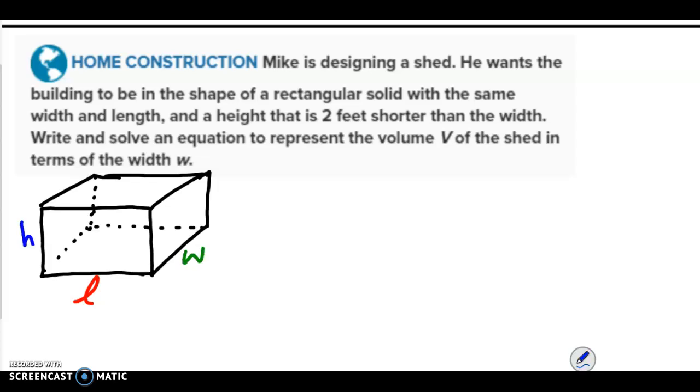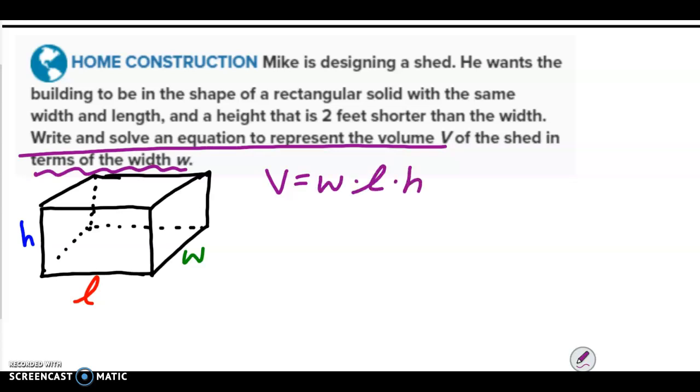Okay, now they want us to write and solve an equation to represent the volume of the shed, in terms of width, and that is going to be a key part of what's going to help us out here. So first of all, the volume of something, we need to know that before we can use what the rest of this equation is giving us to make this doable. So it's the width times the length times the height. We multiply all three of those things when we're finding the volume of something.